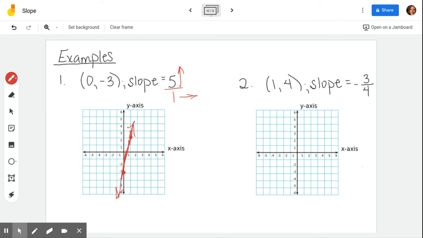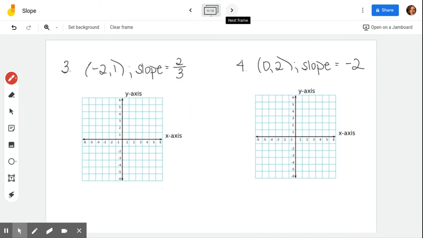All right, number 2, I'm going to plot the point 1, 4. So that means 1 right and 4 up. From there, my slope is already a fraction. My slope is negative, so it's telling me down and right. Don't ever try to go left. It's up and right or it's down and right. So from the point I just made, I'm going to travel down 3, 1, 2, 3, and over 1, 2, 3, 4. Through the points, past the points, arrows on the ends.